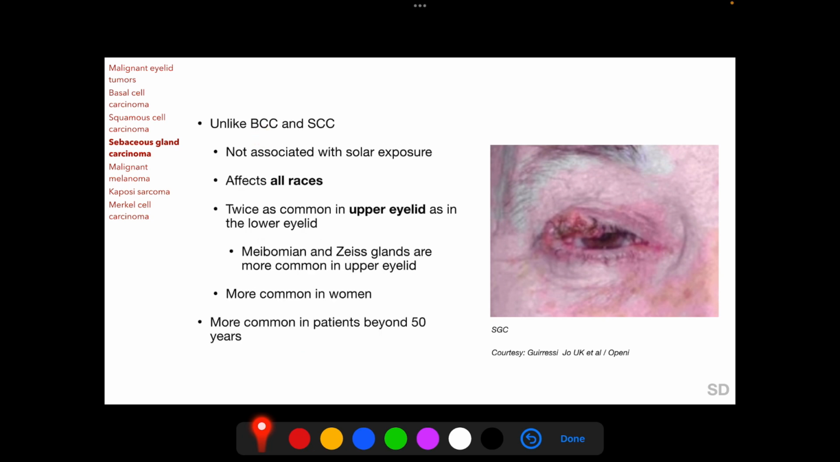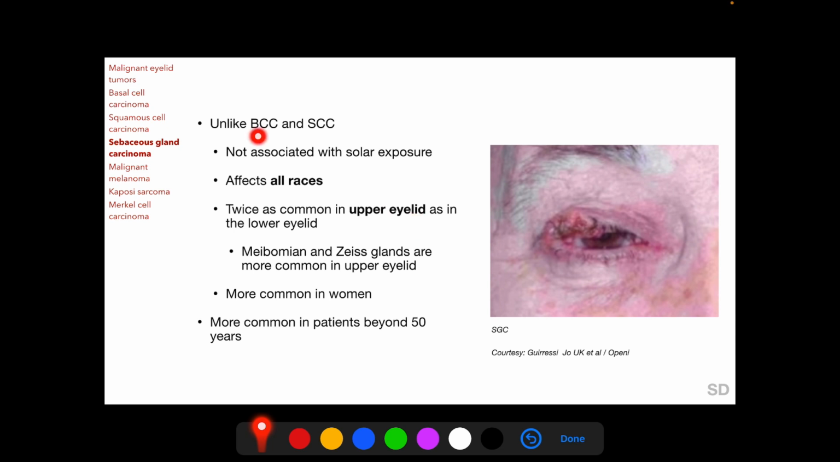Unlike basal cell carcinoma and squamous cell carcinoma, sebaceous gland carcinoma is not associated with solar exposure, and it affects all races. We had seen that basal cell carcinoma and squamous cell carcinoma as well as malignant melanoma tend to occur in patients with fair skin. And sebaceous gland carcinoma is twice as common in the upper eyelid as in the lower eyelid.